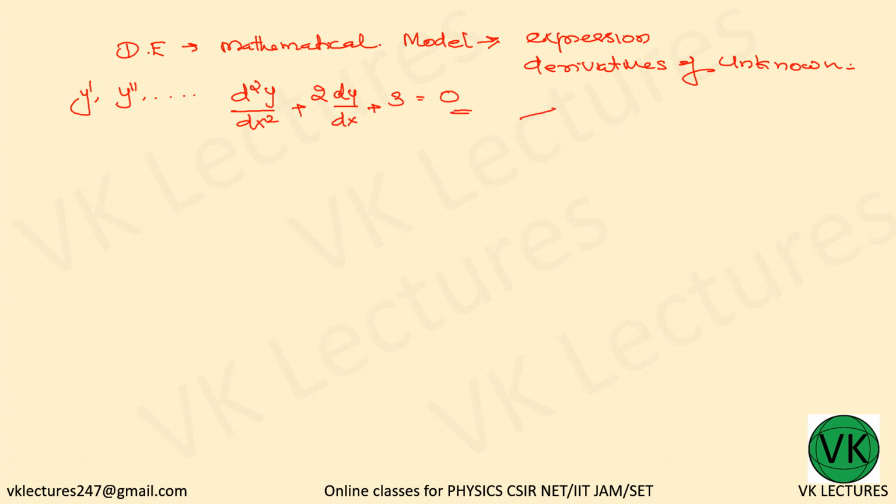Now here y is the dependent quantity, it depends on something, and that is x, which becomes the independent variable. That means we are varying x and seeing how y varies with x. And now here there are a few things, like the order of the derivative.